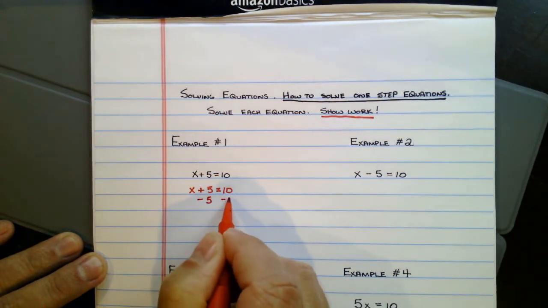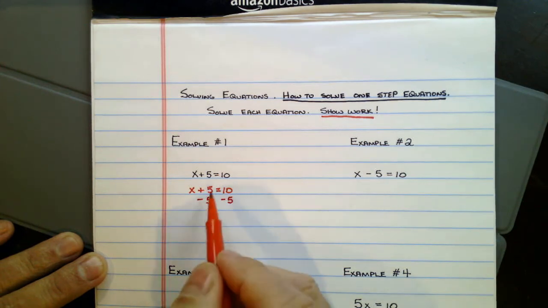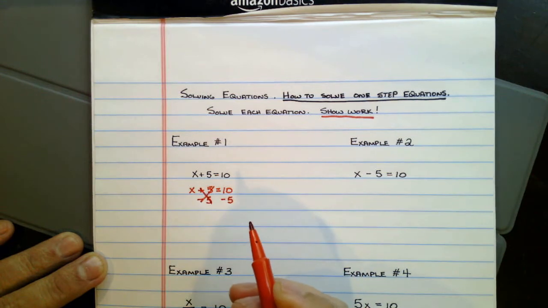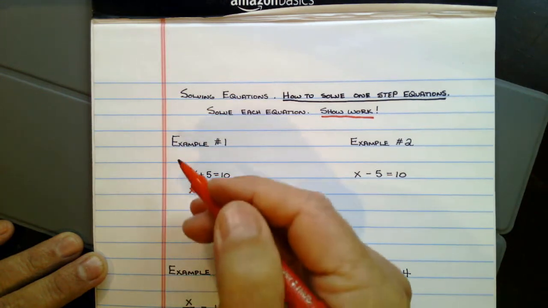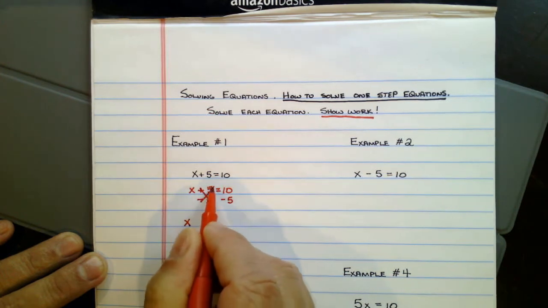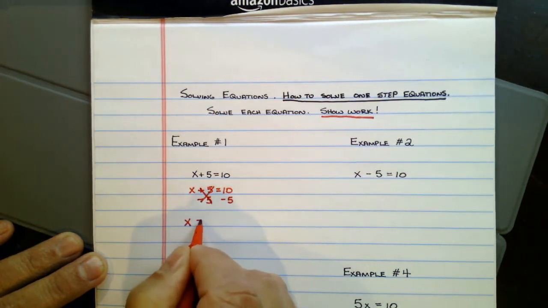And I need to do it to both sides. That means on both sides of the equal sign. And I put it up under what it needs to be combined with. A plus 5 and a negative 5 cancel each other out. So I show that. Then I do my work and I start bringing my work down, meaning I bring the x down. There's nothing left here because this canceled out. I bring down my equal sign.